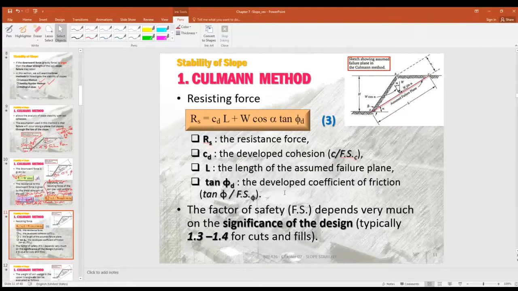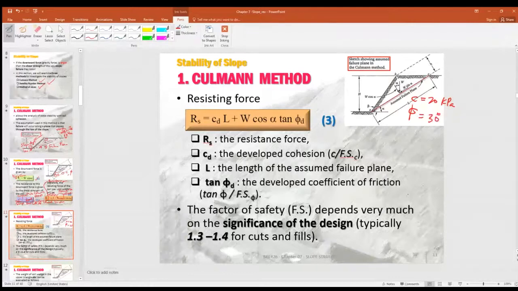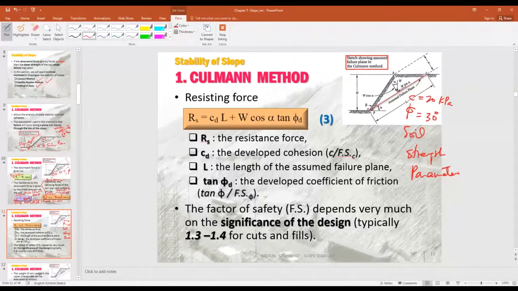Now, when we are going to design the slope, say for this soil, C is equal to 20 kPa and the friction angle is 30 degrees. Now, those are the soil strength parameters, right? In other words, that's the actual strength, the cohesion and the angle of internal friction, offered by the soil. For design, we dare not use 100% of the strength to resist the soil mass.